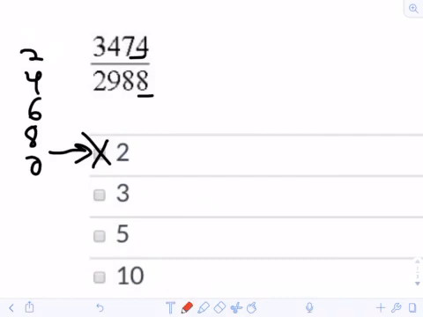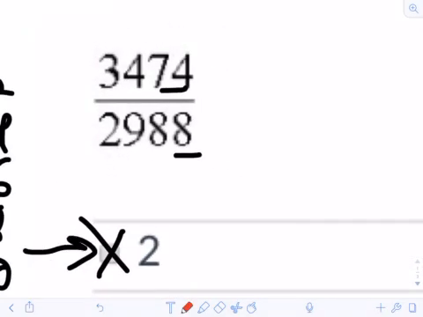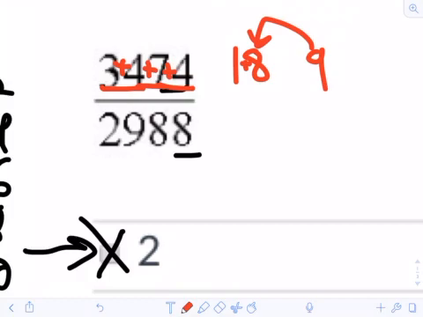So to check divisibility by 3, what you do is you add up all the digits and see if that's divisible by 3. 3 plus 4 is 7. 7 plus 7 is 14. 14 plus 4 is 18. Oh, 18 is totally divisible by 3. But if you didn't know if it was or not, just do it again. Do 1 plus 8, and you get 9. Oh, 9 is divisible by 3. So 18 is divisible by 3. So 3,474 is divisible by 3.